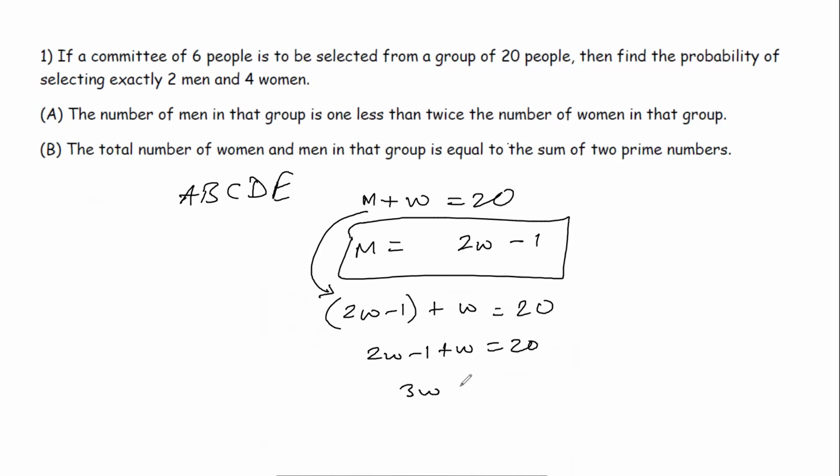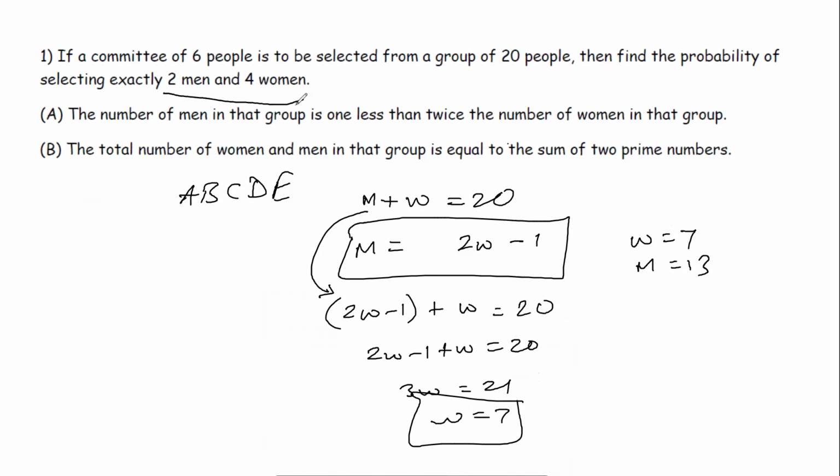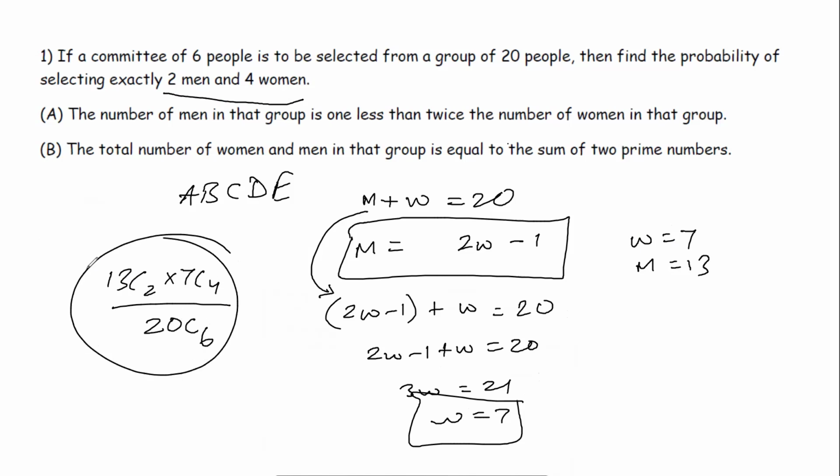So 3W is equal to 21, W is equal to 7. So we know that women are 7, therefore men are 13. With that, we can find the probability of selecting 2 men and 4 women: 13C2 times 7C4 upon 20C6. Got it? That's your answer.